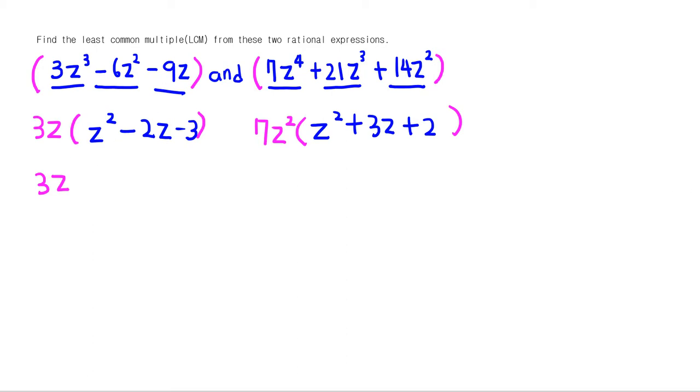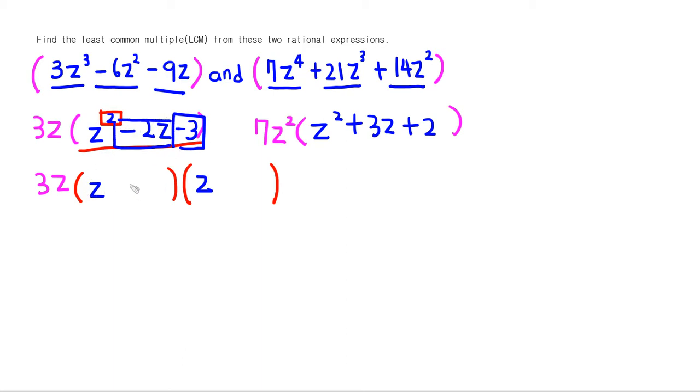Since we know that this expression right over here is a quadratic, where the greatest exponent is equal to 2, we can factor it into binomials. So z times z will make z squared. And if you multiply the two numbers, it will give us negative 3, and if we add them together, it will give us negative 2z.